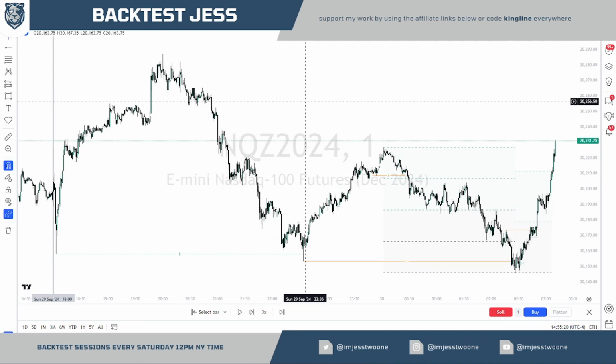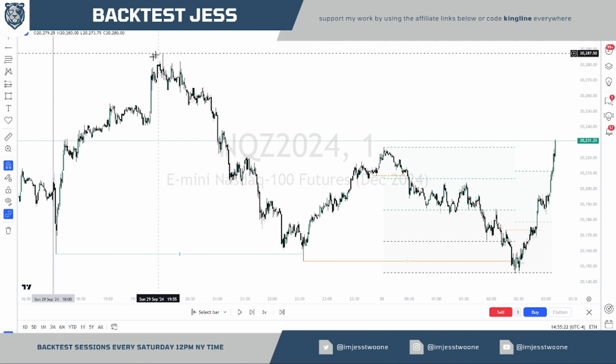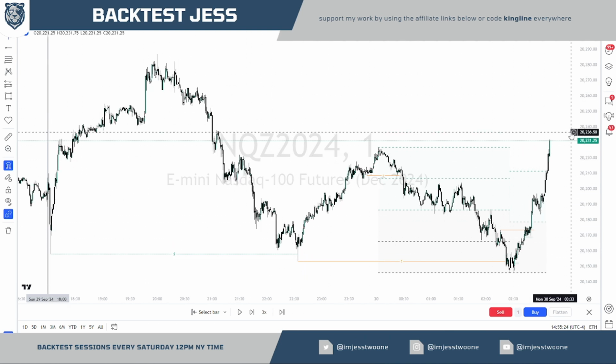So, adding on more, we have that Asia range consolidation. We have that London low.